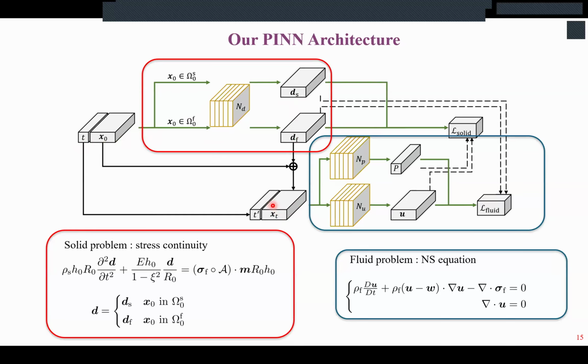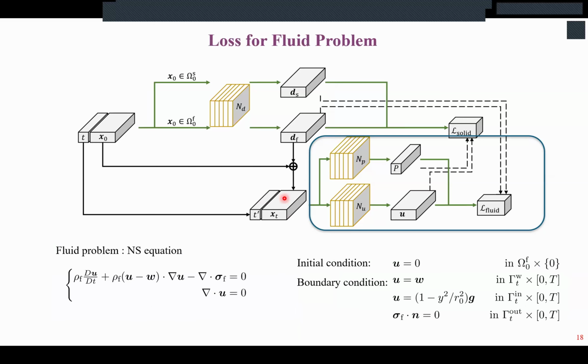So after that, you add them up, and we have this XT. This XT is exactly the input for NP and NU. You can see the velocity and pressure are defined on the omega T, right? And XT is just a point over that omega T. So that's very good. Thank you.